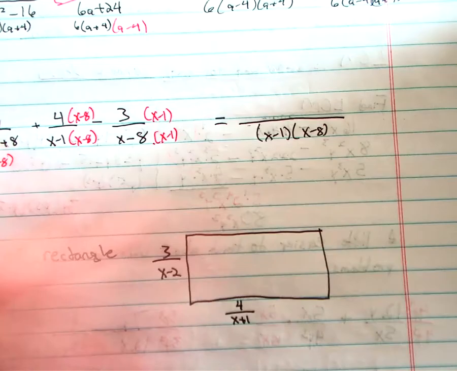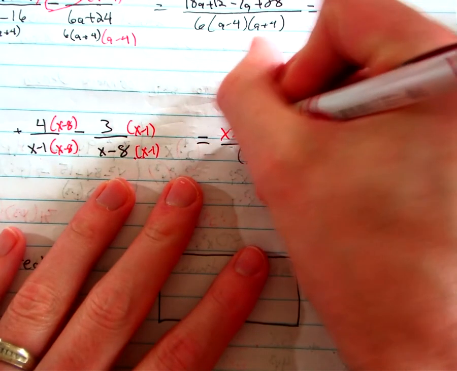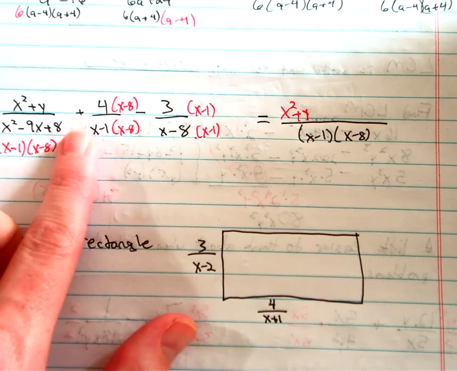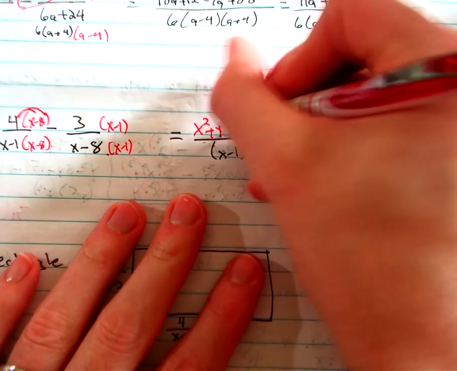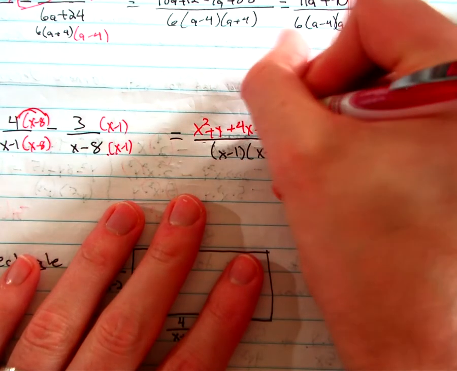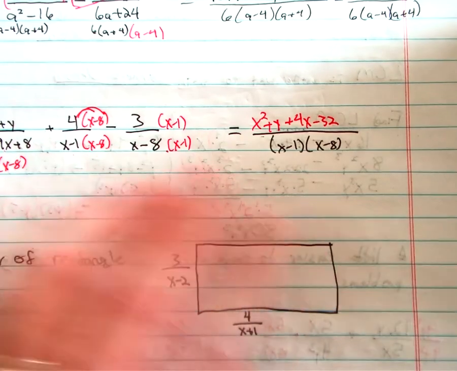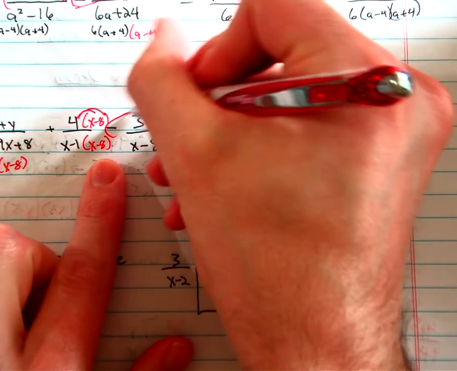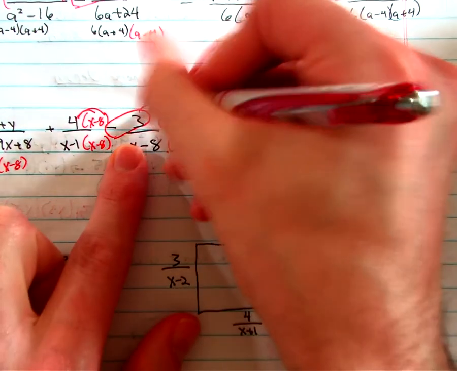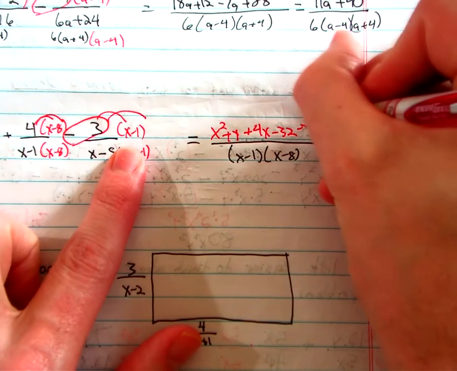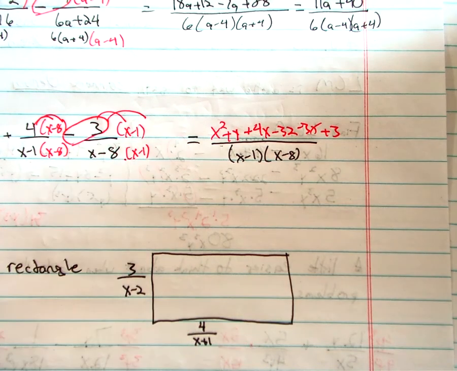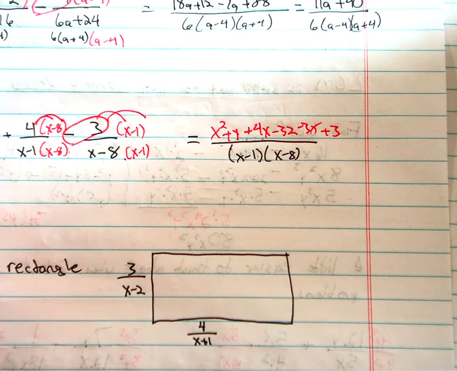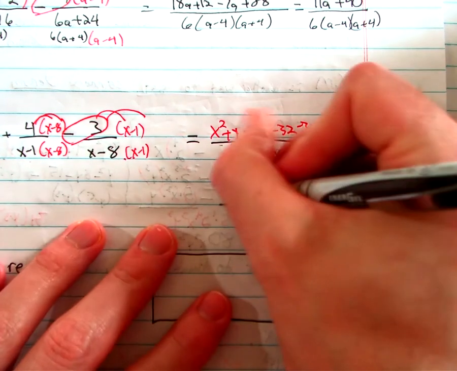Okay, the first one we had was x squared plus y. Nothing tricky with this one. 4x minus 32. Alright, this one is the minus, and kids always miss that, minus 3. So this is minus 3x, minus times minus, a plus 3. Okay, well, what can we combine?